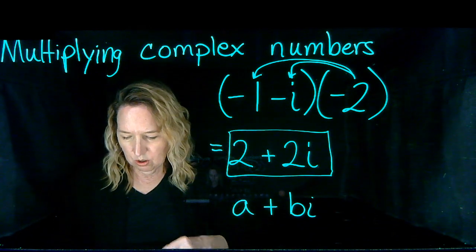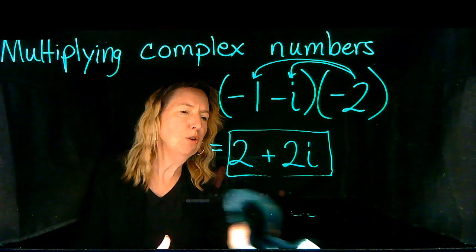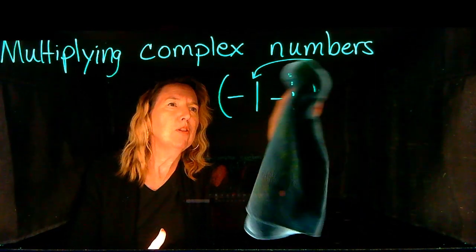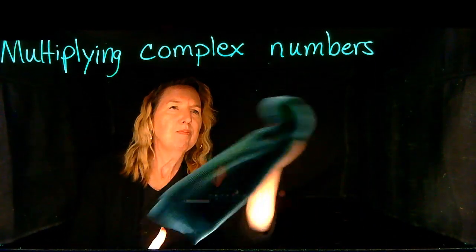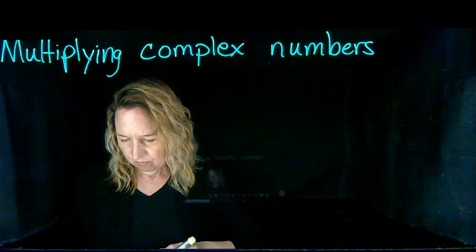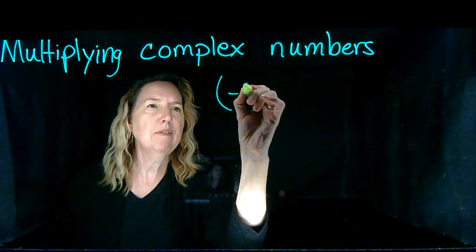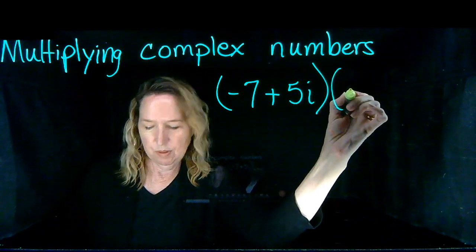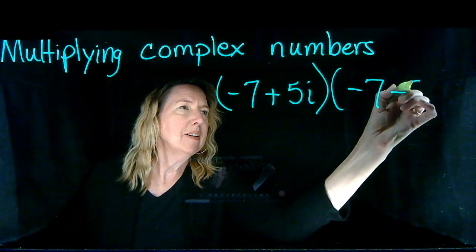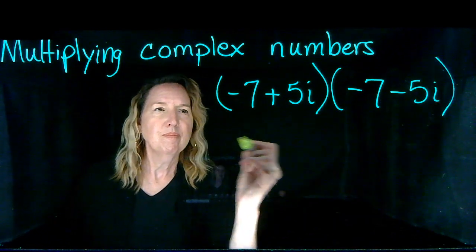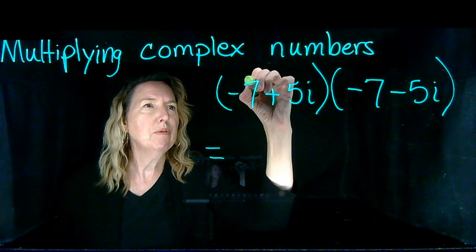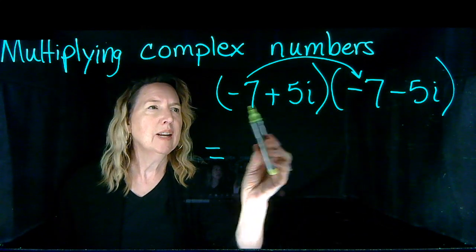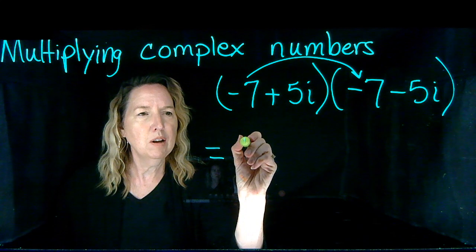Let's look at a more challenging one. Two complex numbers multiplying together: -7 plus 5i times -7 minus 5i. You're going to distribute very carefully, so you're going to multiply four times. -7 times -7 is +49.